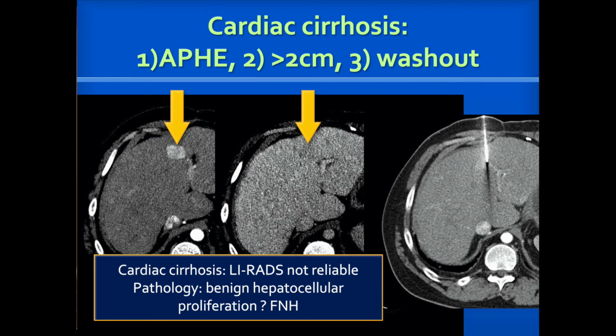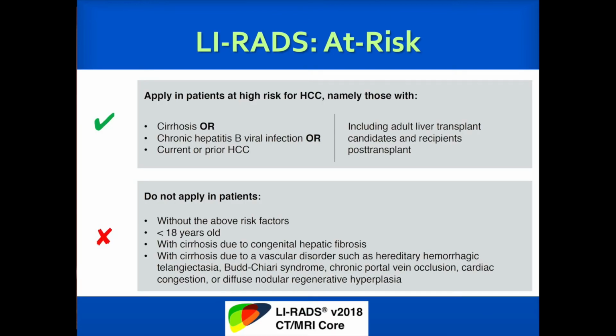So what are the risk factors in which we can use LI-RADS? It applies to patients who have cirrhosis, chronic hepatitis B, or a diagnosis of HCC already, either a current diagnosis of HCC or prior diagnosis of HCC based on pathology. But there are some exceptions, and that is if the patient is younger than 18 years of age, we cannot apply LI-RADS, or if their cirrhosis is due to congenital hepatic fibrosis, or if it's due to vascular etiologies like congestive heart failure, then we cannot apply LI-RADS reliably.